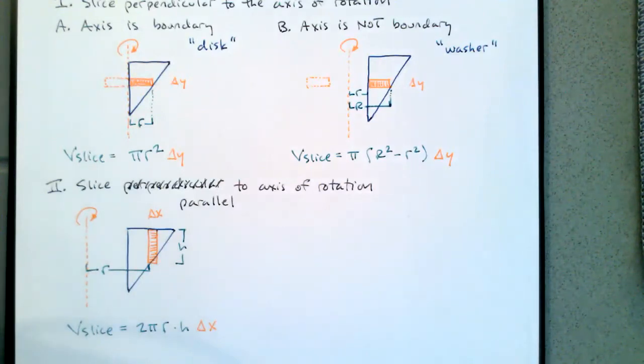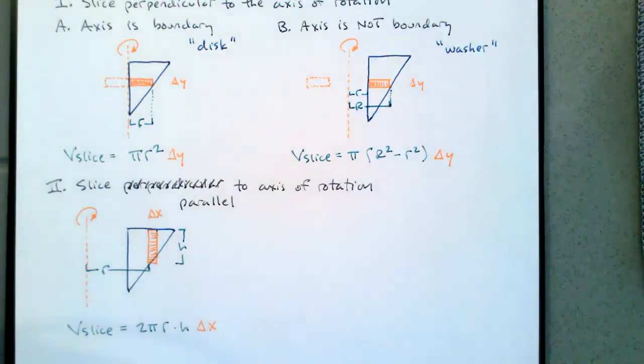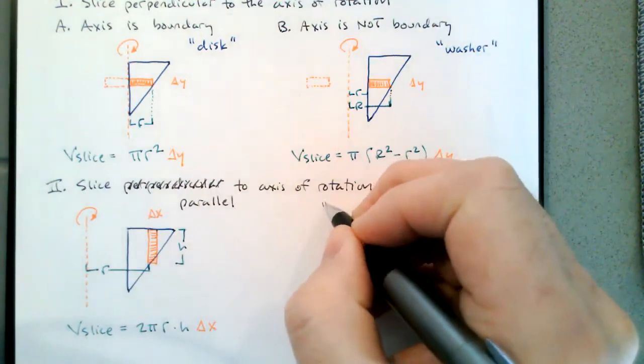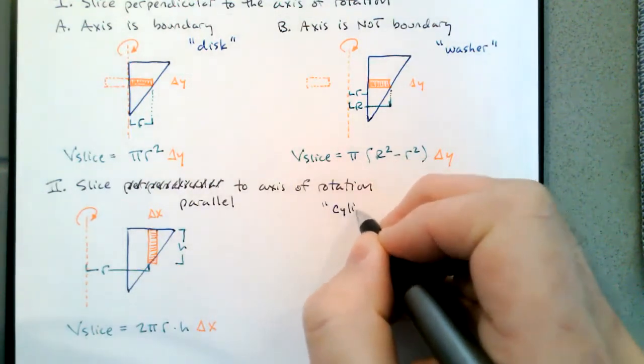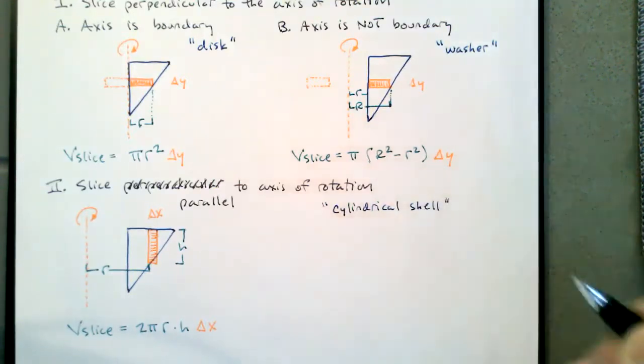So the volume of the slice was 2 pi times the radius times the height times delta x. This was a little bit of a manipulation of our area times height, in that we're looking at a cylindrical shell and we're unrolling it into a rectangular solid. So when we slice parallel to the axis of rotation, we're creating a cylindrical shell that we are unrolling into a rectangular solid.